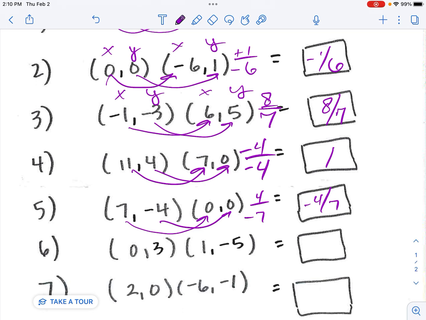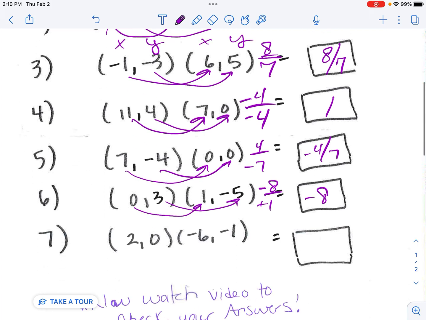Number 6, from +3 to -5, that's 8 hops to the left, which is a negative. From 0 to +1, that is 1 hop to the right, so that's a positive. And then a -8 and a +1, that slope is just a -8.